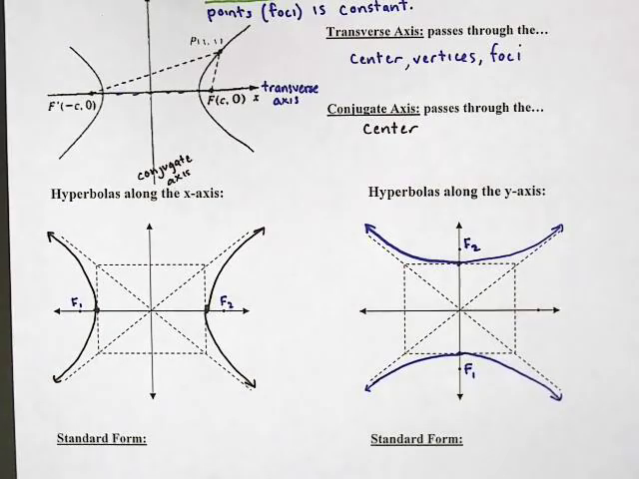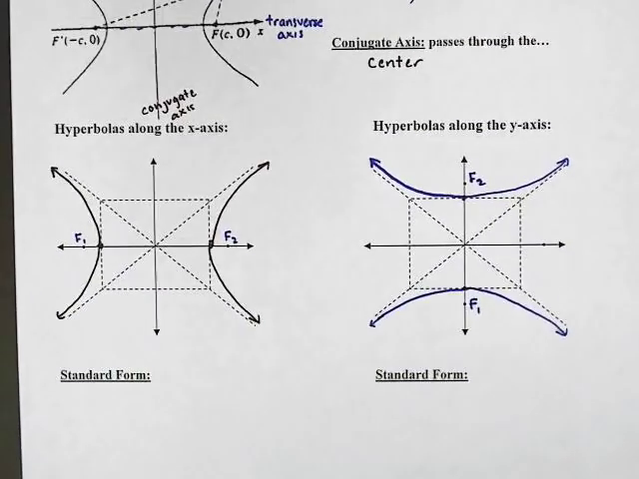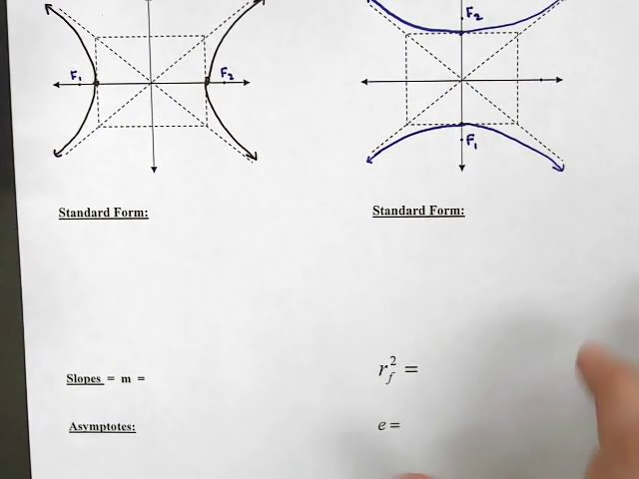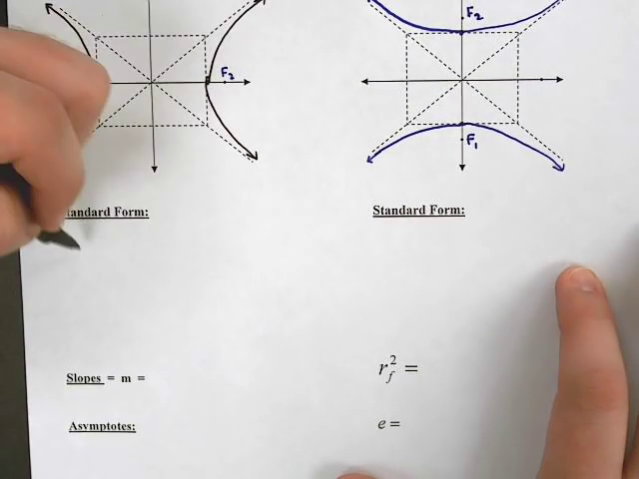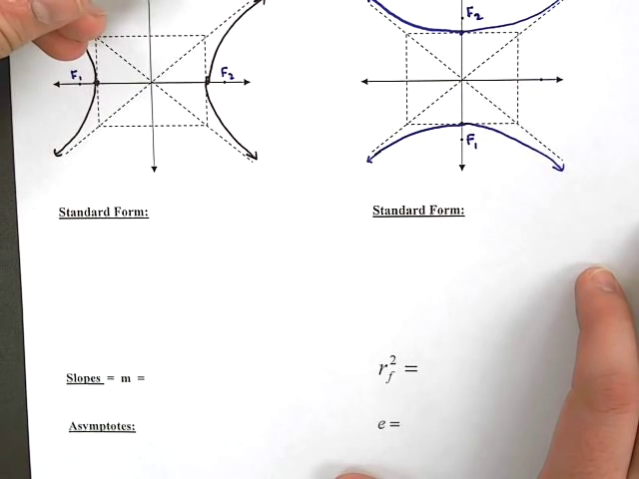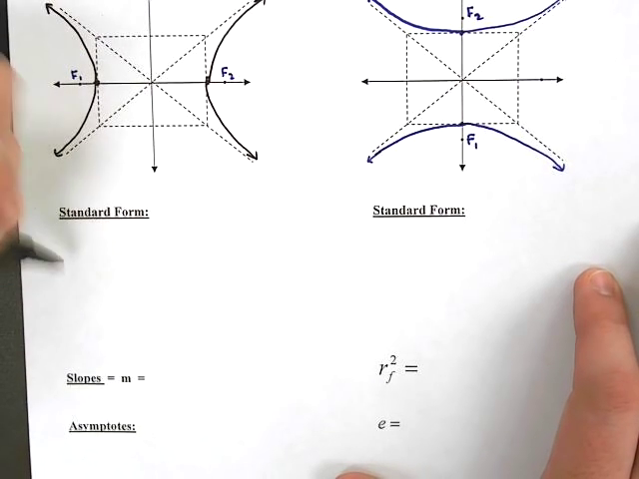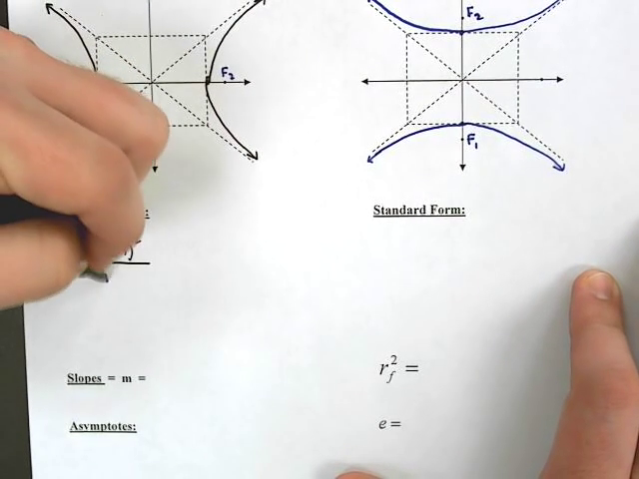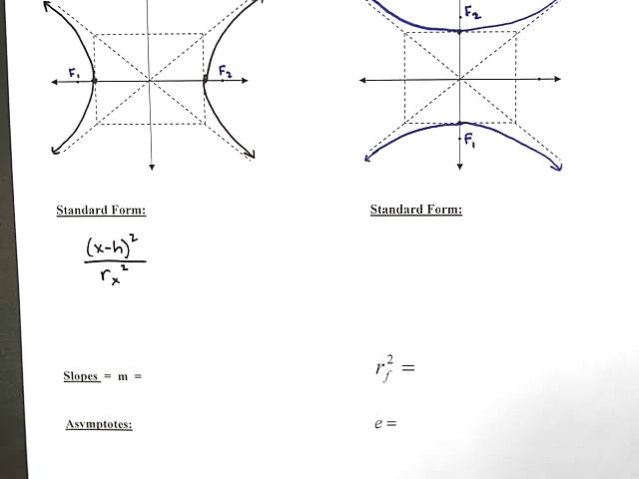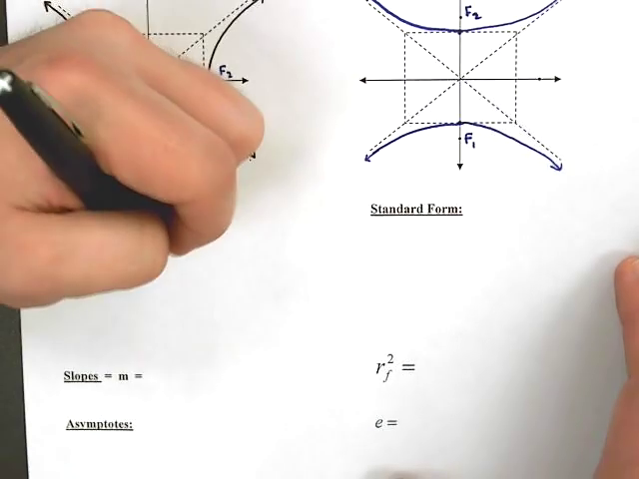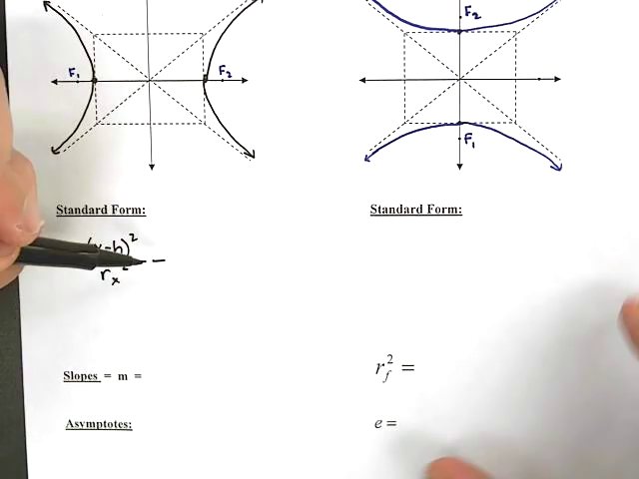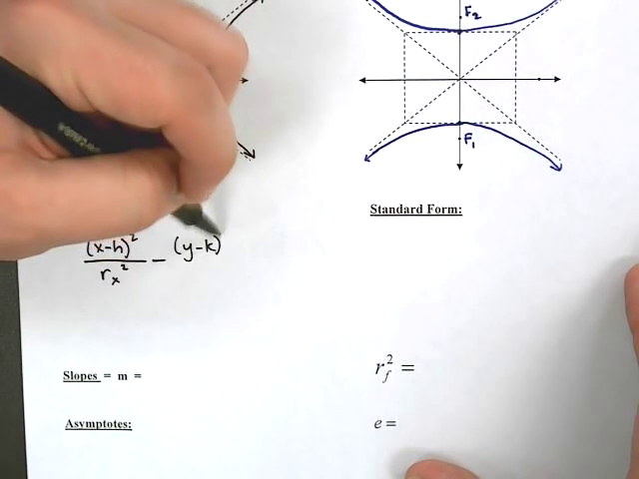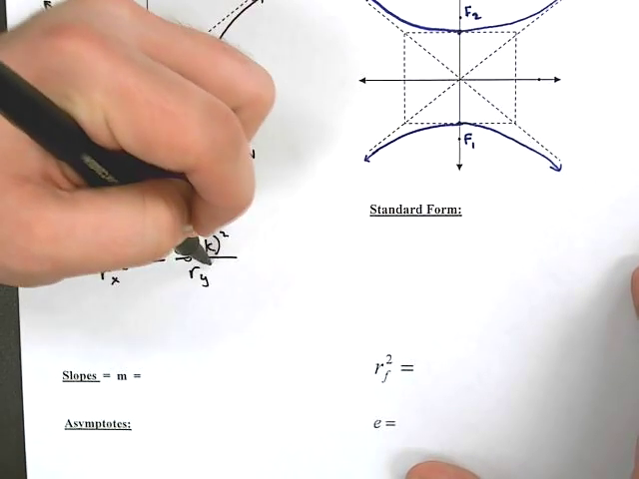Okay, standard form. Again, it should hopefully look fairly familiar. There's a major difference, though, that's going to give you a hint that you're working with a hyperbola. If our hyperbola is going along the x-axis, then our x term comes first: x minus h squared over r sub x squared. Now here's the difference. Hyperbola, subtraction. In an ellipse this was a plus sign. Hyperbola, minus sign. y minus k squared over r sub y squared equals 1.